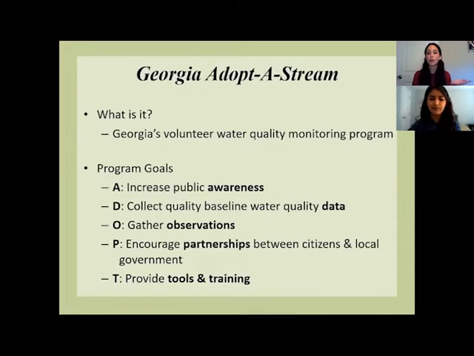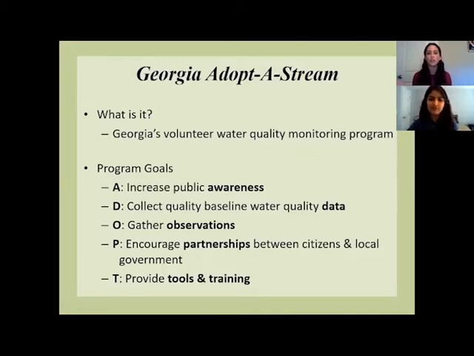A stands for awareness. We're trying to increase public awareness of water quality issues across the state of Georgia, particularly non-point source pollution, which is the biggest threat to our state's water quality. D is for data. We are looking to collect quality baseline water quality data. When you go out into your stream, take your samples and submit that data into our online database, you are contributing to a long-term, widespread data set that really helps us understand what our baseline conditions are in our waterways and when these conditions stray from normal. By your submissions, you are contributing to a really robust database that's really helpful for us.